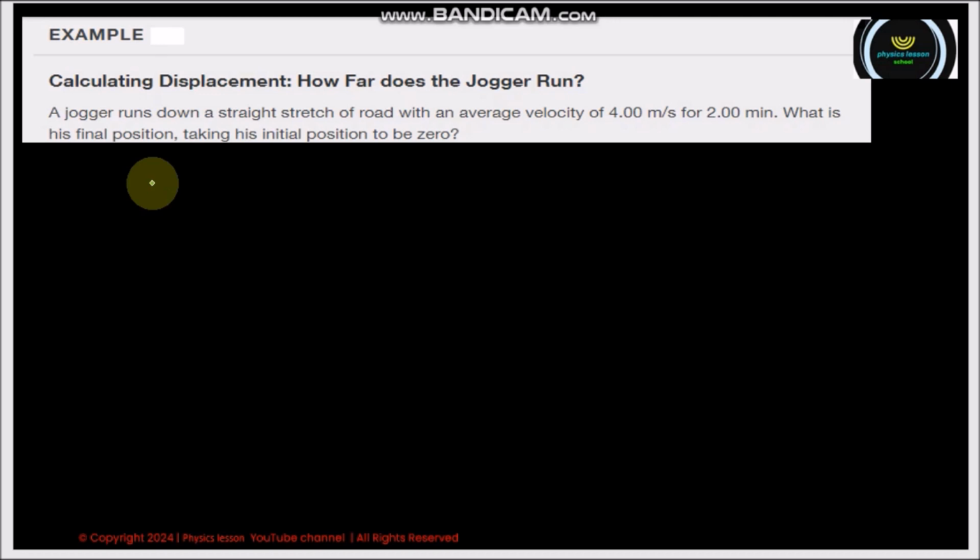Let us see what's given. The first thing, take out the given. We have given the average velocity, which is equal to 4 meters per second, and the time, which is equal to 2 minutes. In this case we have to convert the time into seconds.